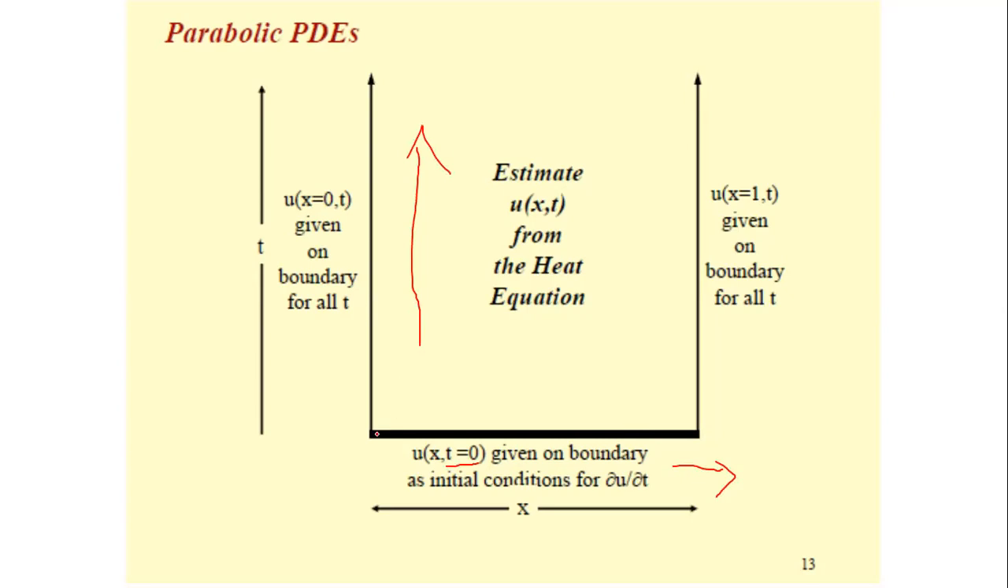Then along this line x value is 0. Along this line x value is 1. So t exists, time propagates along this line.